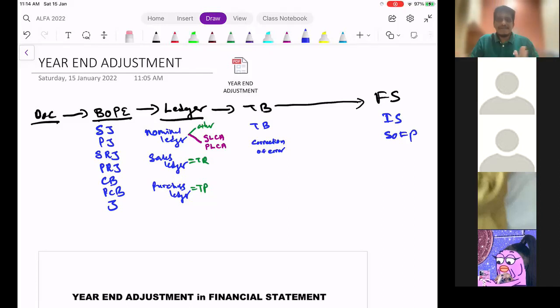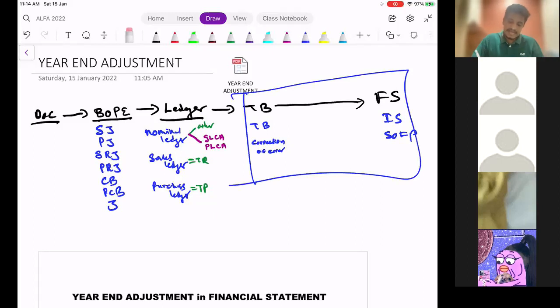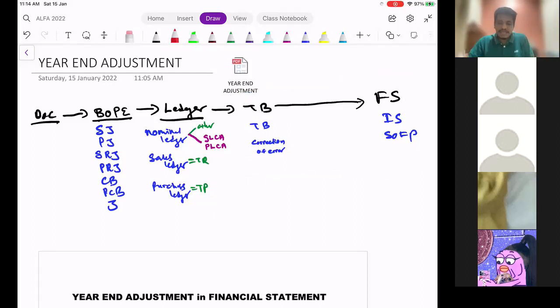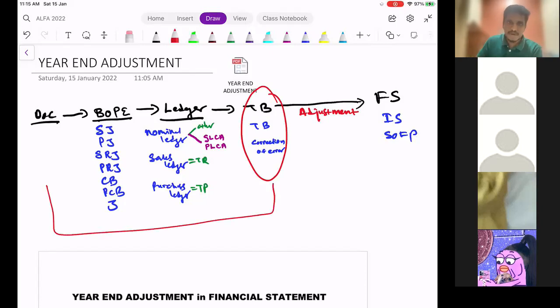Understand? So in between the trial balance and the financial statements, there is something else: the adjustments. The figures in a trial balance are actually not really correct or updated figures. So who will do this? The bookkeeper, the clerk, will do this.